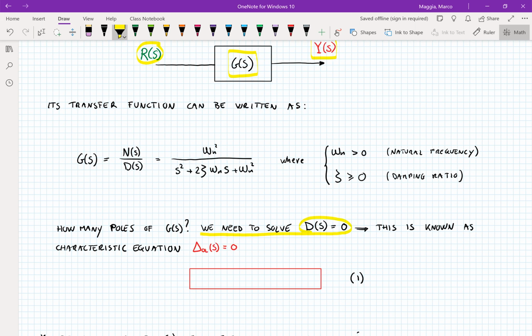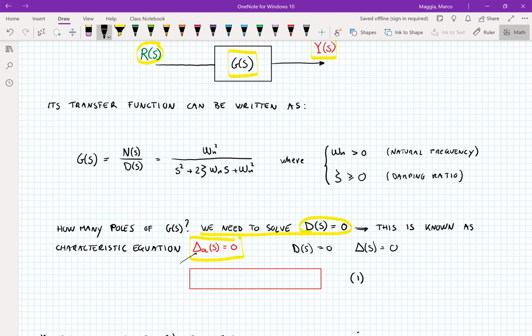So D(s) equals 0 is also known as the characteristic equation of a transfer function. And sometimes we're going to find it with delta of s equals 0. So delta, capital delta, symbolizes the characteristic equation. So D(s) equals 0 or delta(s) equals 0 are usually the same thing, and they're referred to as the characteristic equation.